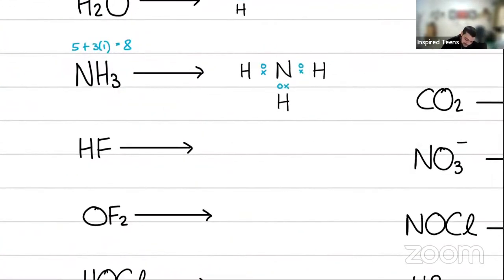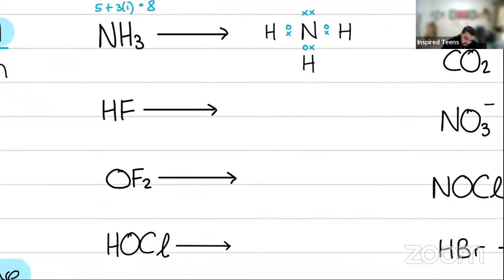So these are happy. Then we have 1, 2, 3. So 3 times 2 is 6. We've only used 6 electrons, and that's where the next 2 come in. We put them here. They become a lone pair on nitrogen. So if your outside atoms are hydrogen, then your extra electrons go to the central atom as lone pairs. Okay, let's look at HF.